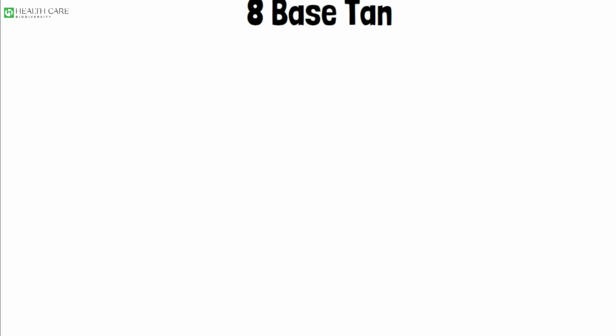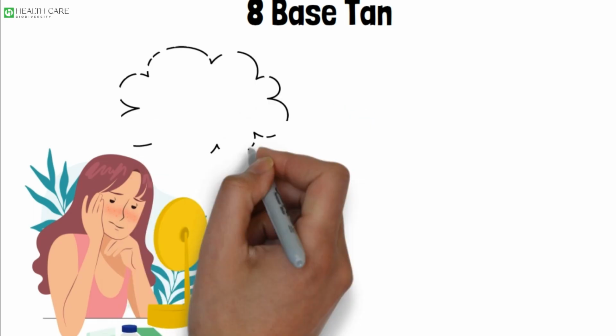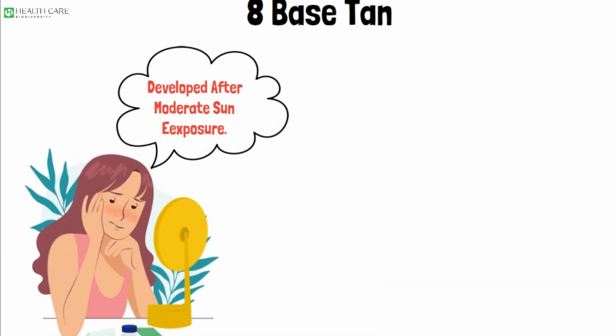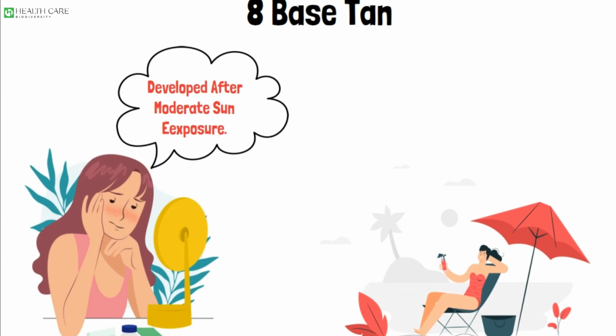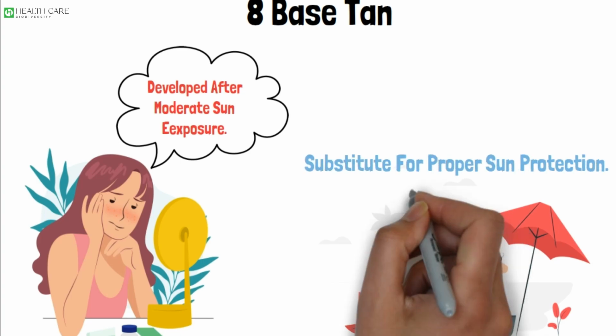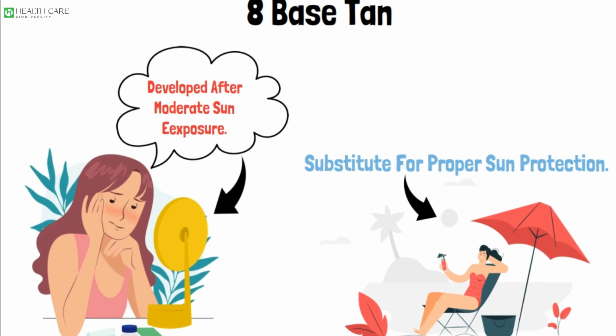Base tan. A base tan refers to the initial tan developed after moderate sun exposure. Some people believe that having a base tan can offer some protection against sunburn, although it is not a substitute for proper sun protection.